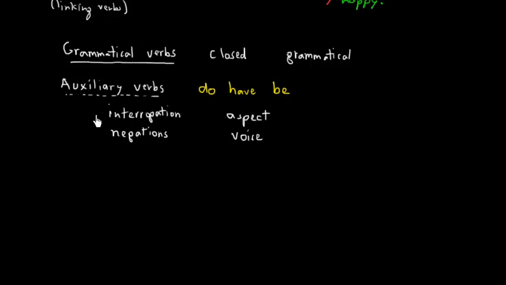Okay? And there are other ways besides using the auxiliaries to show interrogation and negation of a sentence or a clause, but the most common ones are to use the auxiliary verbs. And we can show all those different forms. Okay, the other group of grammatical verbs are the modal verbs, and there are 9 of these.